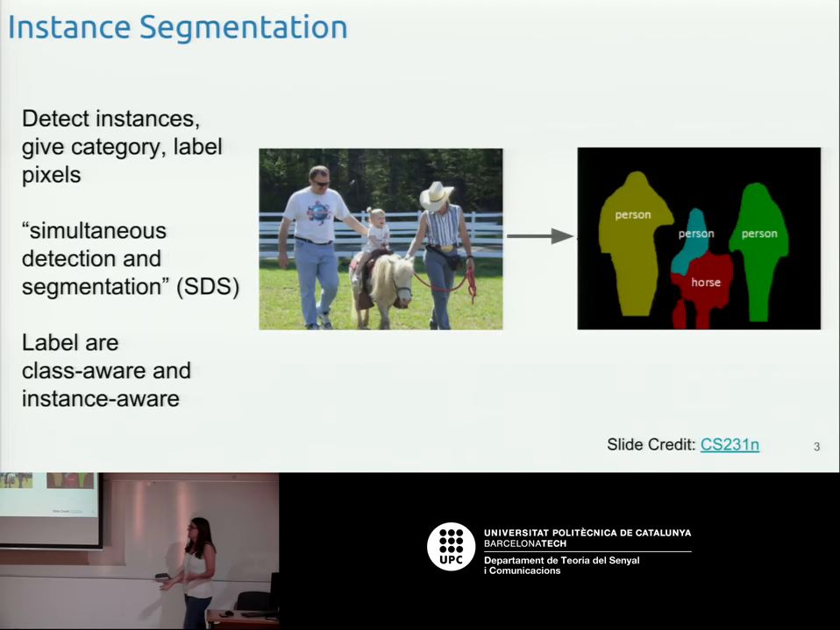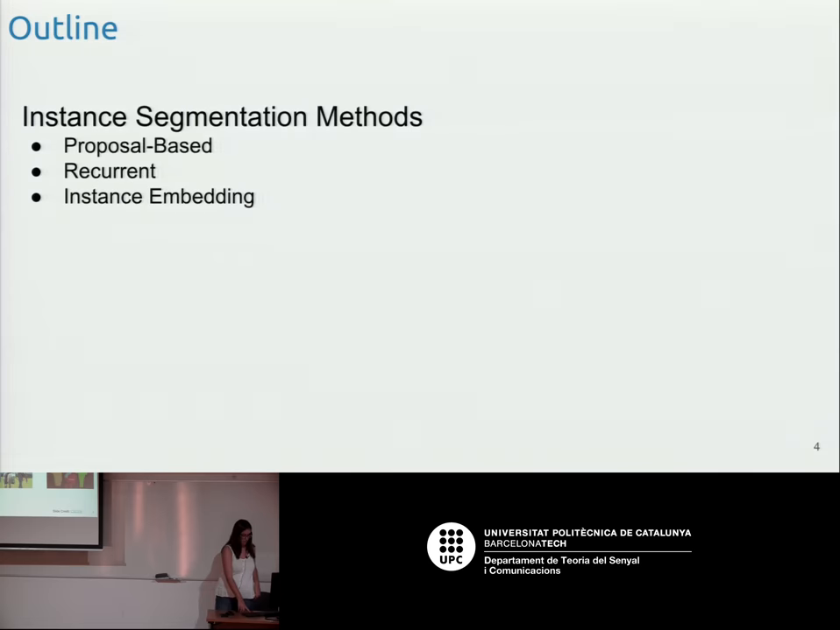And the main difference with instance segmentation is that you are distinguishing between different instances of the same category. So this problem is more related to object detection, for instance, because you are detecting the different objects that are in the scene, but also providing a mask for each of them. So this is instance segmentation, and this is what I'm going to talk about right now.